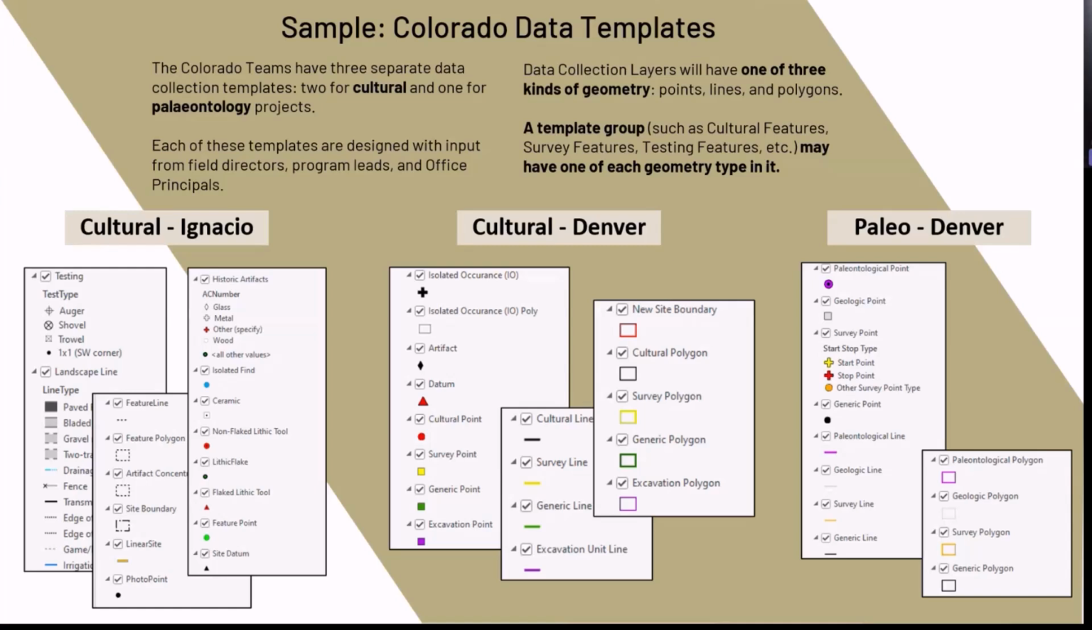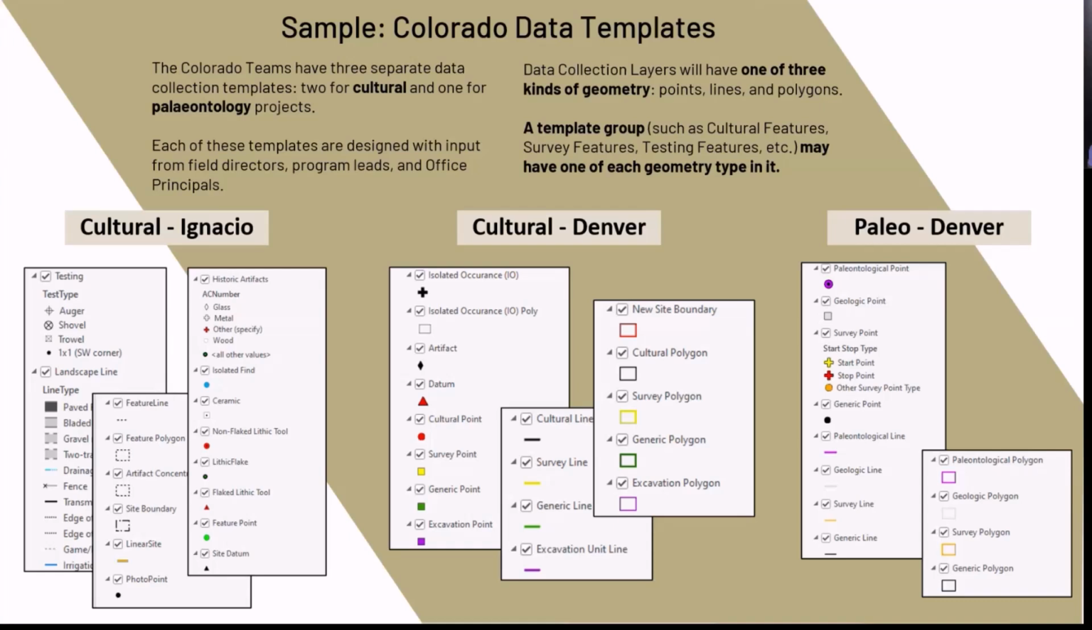In general, these templates for our industry are broken into layers meant for recording cultural features, for tracking survey progress, and then more generic or out-of-period impacts like landscape features or modern disturbances, that kind of stuff. So you'll see those trends pretty similar between multiple offices and their cultural teams. Within those, you will have different kinds of geometry, typically a point, a line, and a polygon. Again, if you're doing a boundary, you want a polygon. If you're just doing a fence line, you want a line. If you're doing a datum, you want a point.